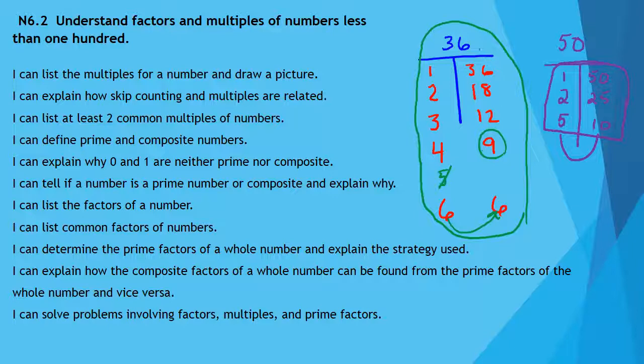Okay, so obviously 36 and 50 are composite numbers. Remember those two words, composite and prime. Listing all the factors, we just did that. That's exactly how you do that.